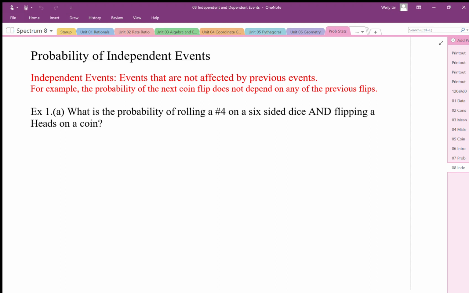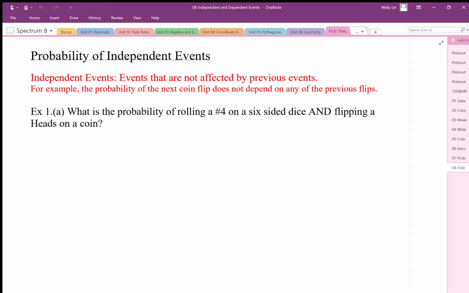So we're going to start looking at probability of independent events. And just a reminder what independent events are. They are events that are not affected by previous events. So the probability of one event doesn't affect the probability of the next event. Okay, so in the example I gave here, the probability of the next coin flip does not depend on any previous coin flips.